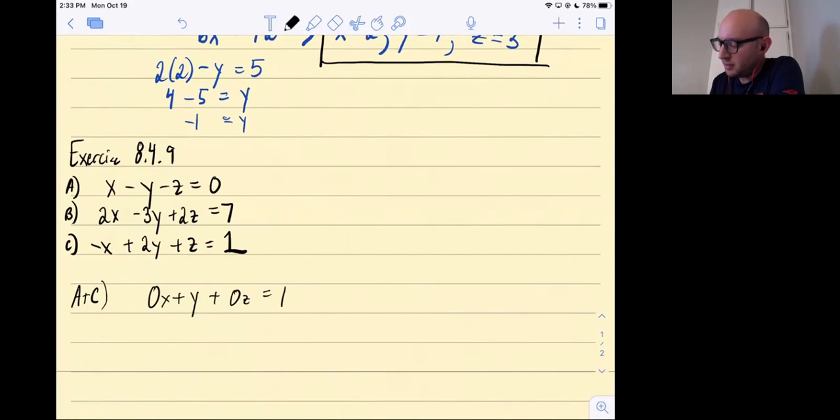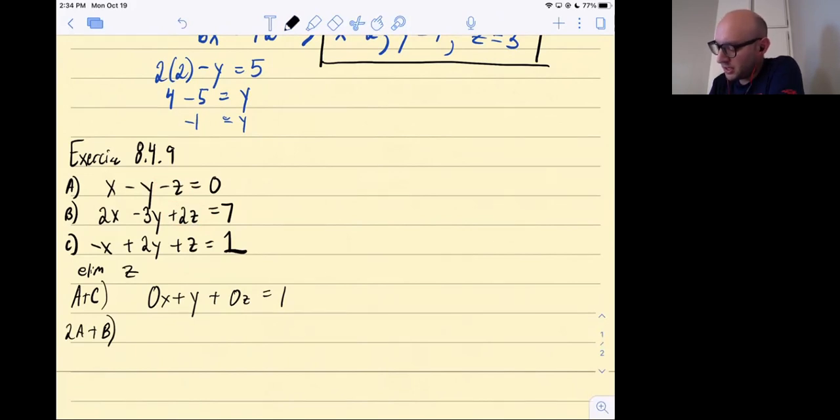And let's pick another pair. Like in the beginning, pick what letter you want to eliminate. So let's say eliminate z. I would pick 2A plus B, which would also eliminate z. The reason I picked 2A is because this is minus z and this is plus 2z, so I want twice the first row plus the middle row. That would get rid of z.